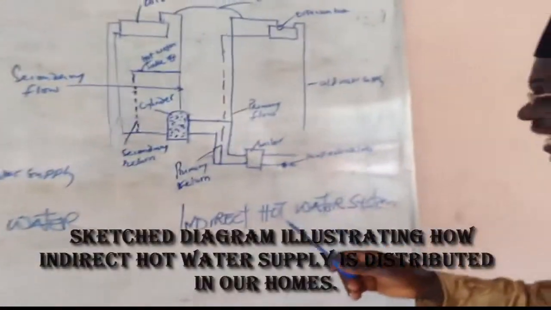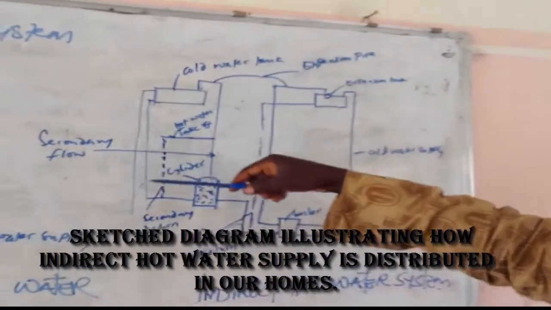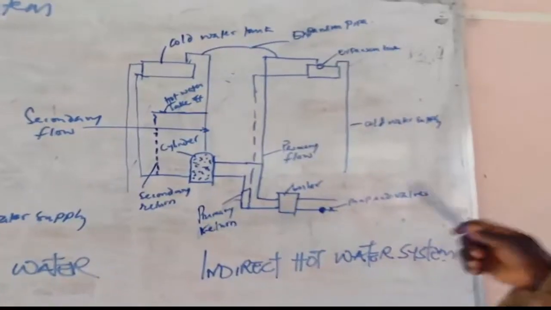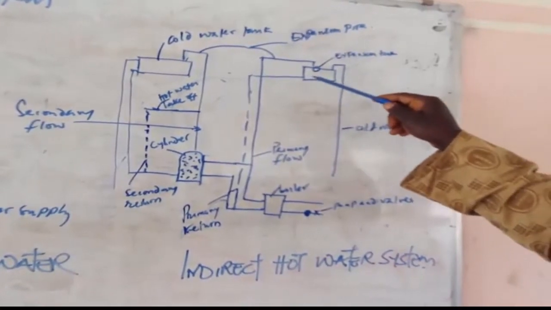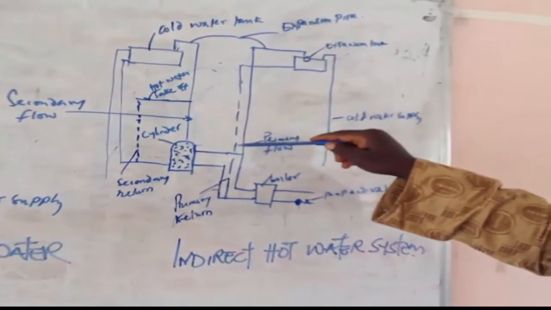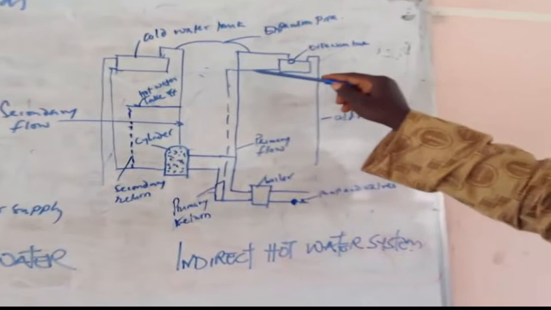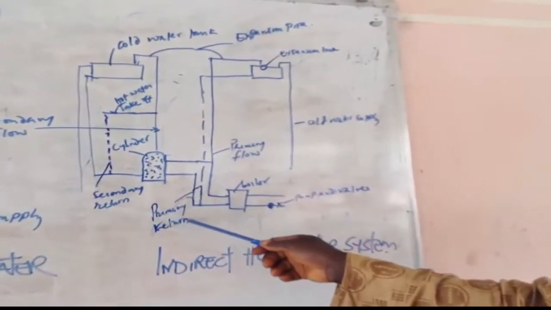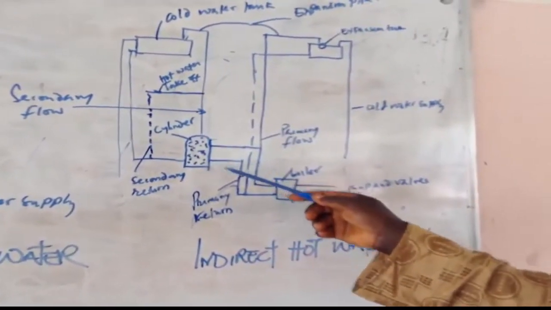But in the indirect hot water supply, when you look at it, you find that the diagram here is more cumbersome than the direct hot water supply system. The indirect here, the water here feeds the system. And the system here goes here. This is what is called the primary flow pipe. This one flows the water down to the boiler. And this pipe you are seeing here is the primary return. When it flows, it returns back to the cylinder here. And that is the primary return.